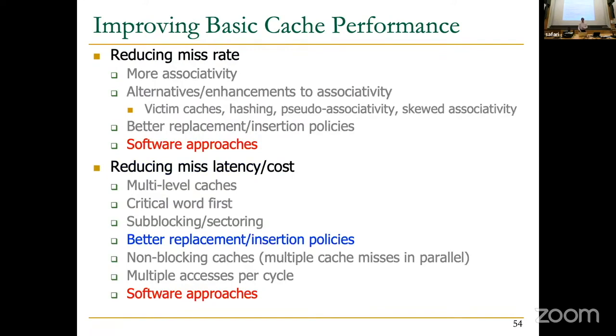Okay, so these are some things that you may see if you take an advanced course. How do you reduce the miss rate? How do you reduce the miss latency and cost? And how do you do the last one that we're not going to talk about? But let's talk about some software approaches before we move into some other examples. So I've already given you some examples of better replacement and insertion policies, management policies, but we've not talked about software as much. If you know that caches exist, as a software designer, you can actually do a lot.